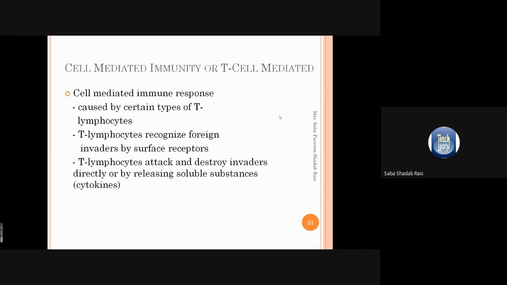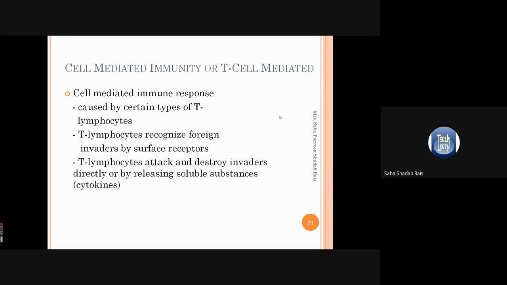What are the principal kinds of T cells? We have various types. The first type is the inducer T cells. Inducer means they are going to induce other cells to activate the immune system, and these immune cells will start dividing. Then the second category, helper T cells.